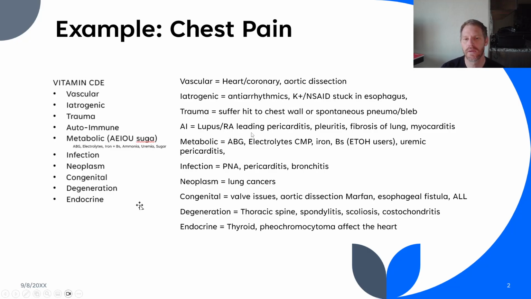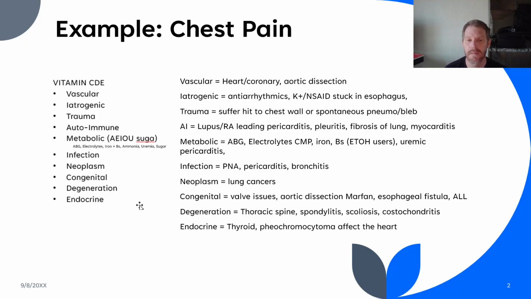Autoimmune, so there is lupus, RA, that can lead to pericarditis, pleuritis, which is inflammation of the lung lining, fibrosis, which is scarring, stiffening the lung, and myocarditis. Lupus can lead to myocarditis. Even RA, there are some cases of it affecting the heart itself. So that is something to put in the back of the mind as a reason for the possible heart and lung issues. Metabolic, so we're going to affect how muscle tissue of the heart is going to function.